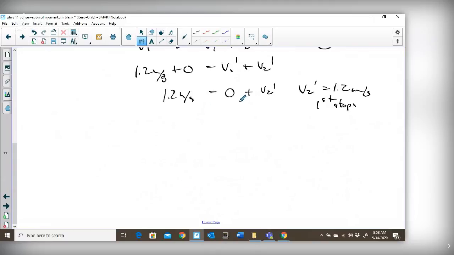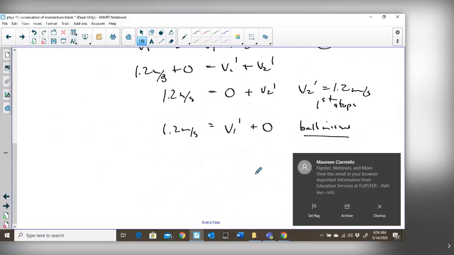The other option is, well, what if you miss? So this is still 1.2 meters per second. That's all of the velocity we have on the left-hand side. And if they miss, that means the second ball isn't going to start. So we have just v1 prime plus 0 is equal to 1.2. And in this case, the ball misses and it continues on with its same velocity, which goes back to our idea of inertia. An object in motion remains in motion, traveling in a straight line, unless a force acts upon it.